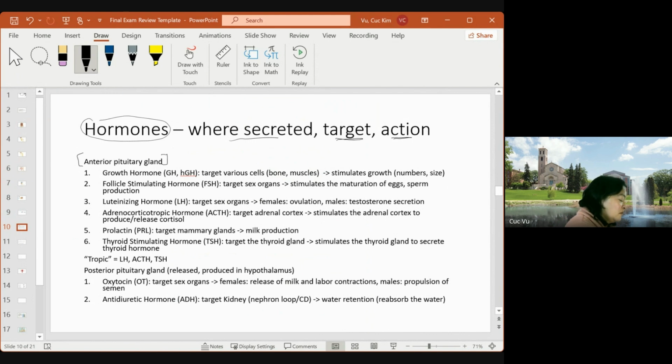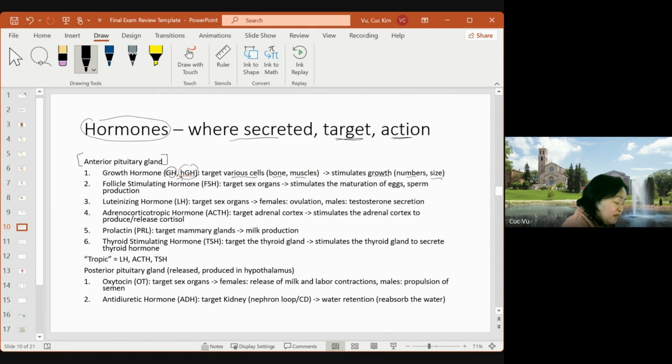Okay. So growth hormone, abbreviated as GH or HGH, and the H in front of it indicates human. So human growth hormone. So these are the abbreviations for growth hormone. Where do they target? They target various cells of the body, which specifically could be bone, muscles. What is their action? It stimulates growth in both number and size.